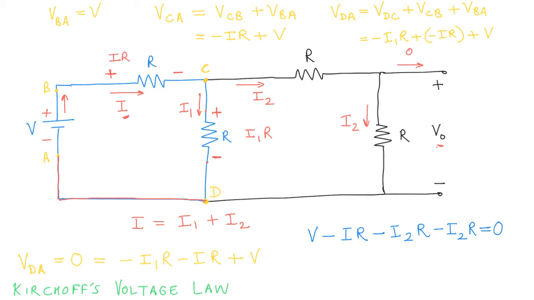Okay, so now we have three equations. You have one equation here, one equation here, and the third equation here. There are three unknowns in these equations: I, I2, and I1. Using these three equations, you should be able to get the values of each of these. We already know what V and R are. Let me write the equations out in the next slide and let's solve it.